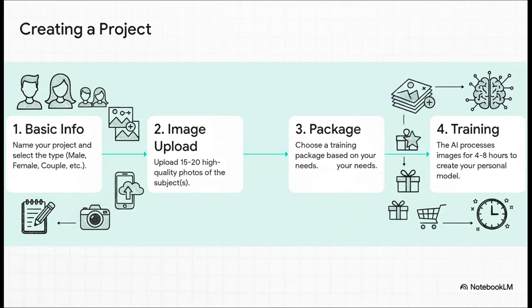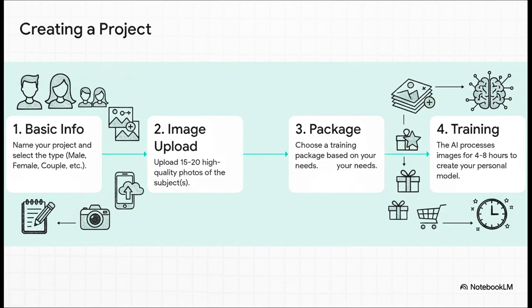Getting started is actually super straightforward. First, you just give your project a name and pick a category, male, female, couple, that kind of thing. Then you upload about 15 to 20 of your best photos. After that, you pick a training package, and then the AI takes over. Now, this is the part that requires a little bit of patience. You've got to give the AI about 4 to 8 hours to really study your photos and build out that custom model.